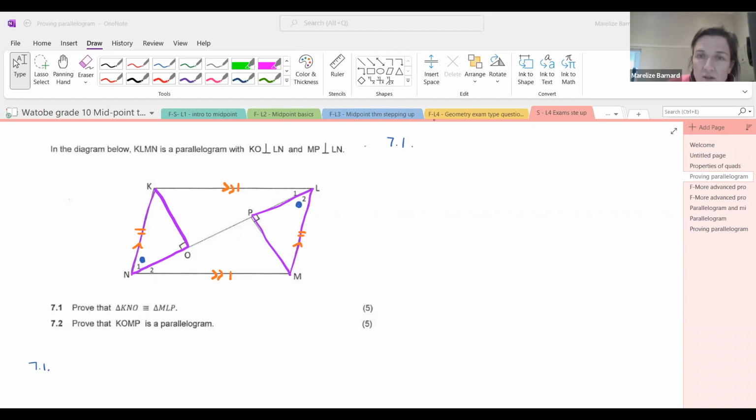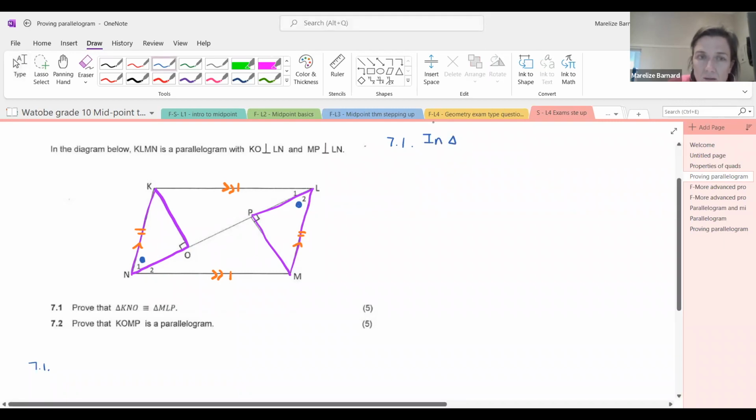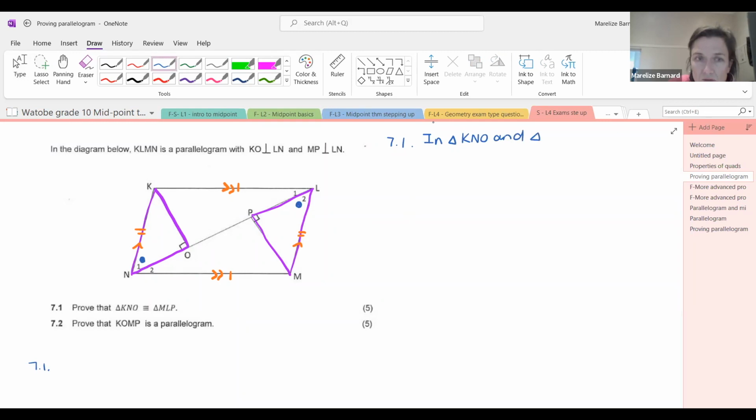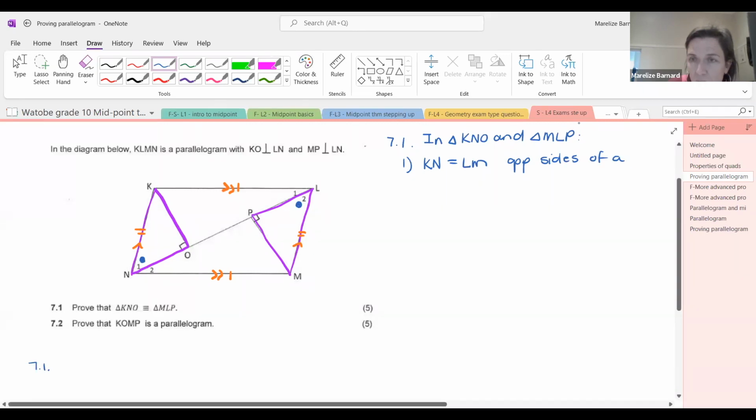Right, so we're going to start in triangle KNO and triangle MLP. First thing we're going to say is that KN is equal to LM, and that's opposite sides of a parallelogram.